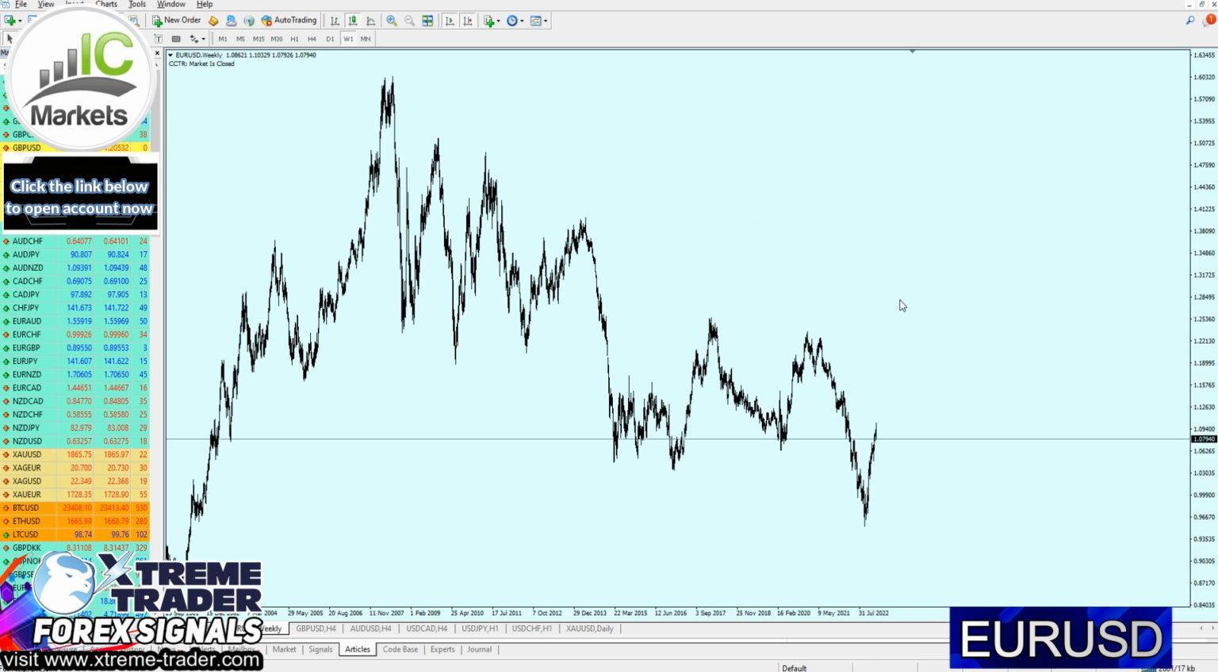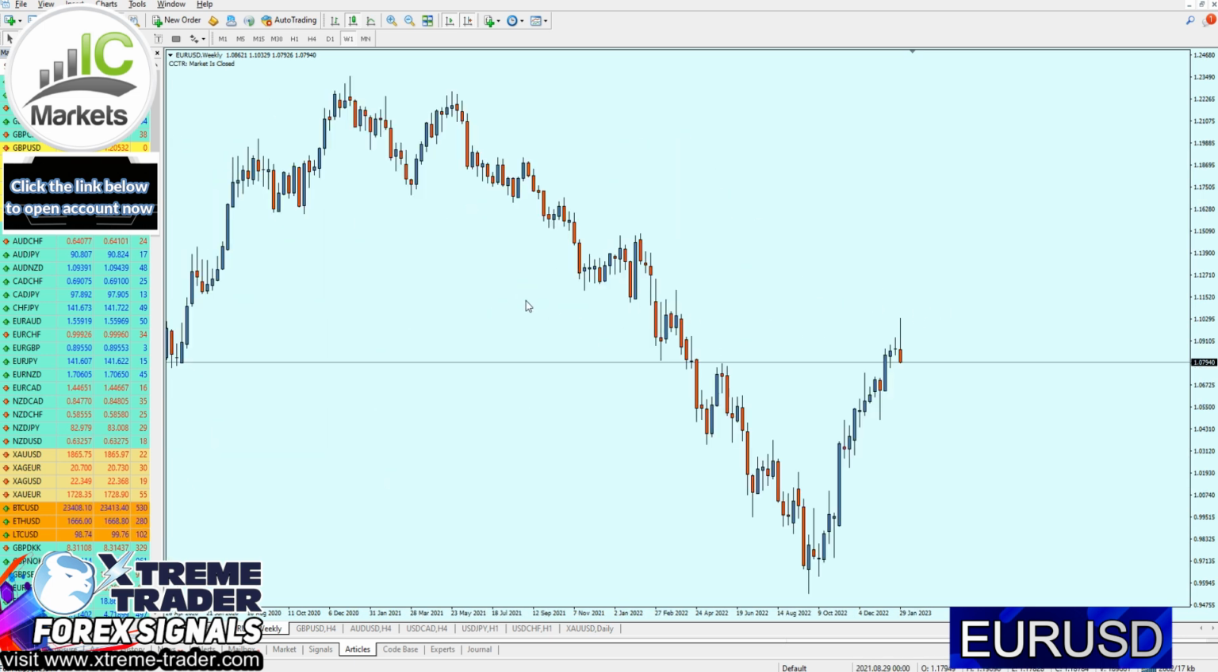So moving now to the weekly chart. Now on the weekly chart, what we can see right here, my friends, is the market has made a bearish breakout almost from that resistance level, exactly at 1.10305.